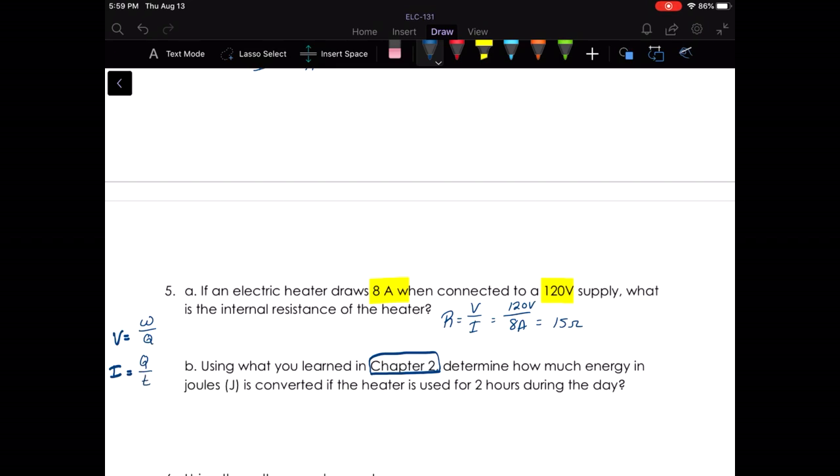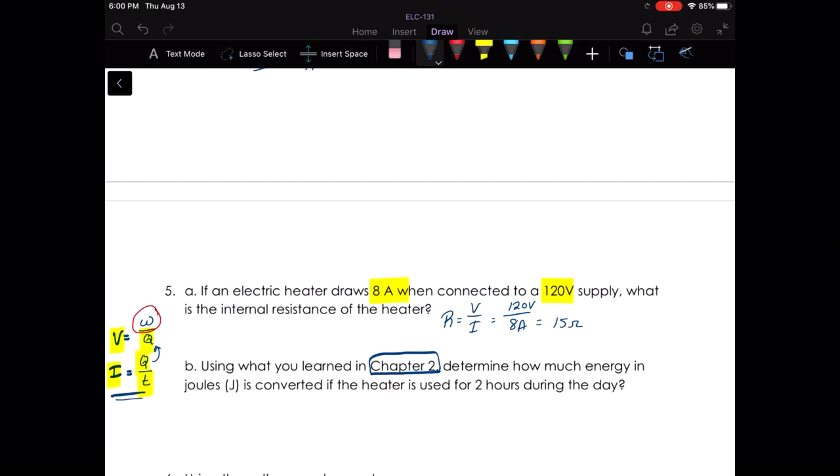So voltage is energy divided by charge, and current is charge over time. So if we can find charge in this equation, then we can apply it to the charge in this equation. And since we already know voltage and current, and we know time, we should be able to get to that energy right there.